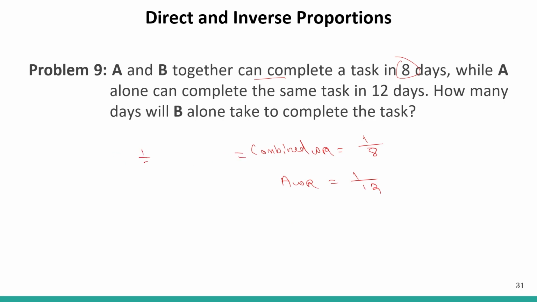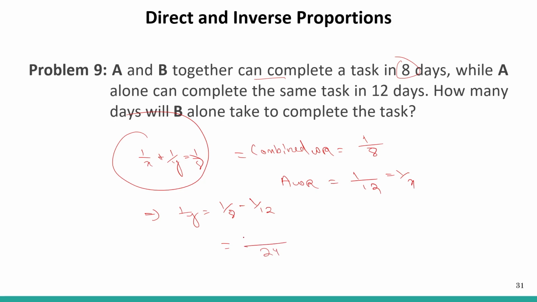We all know the combined work rate formula is 1 by x plus 1 by y, which is equal to 1 by 8. So we have an unknown here, that is 1 by y. 1 by y is equal to 1 by 8 minus 1 by 12. That is equal to, so this will be 24, 3 minus 2, is equal to 1 by 24. So this implies that y is equal to 24. So y is the amount of time it will take to complete the task. So it will be 24 days.